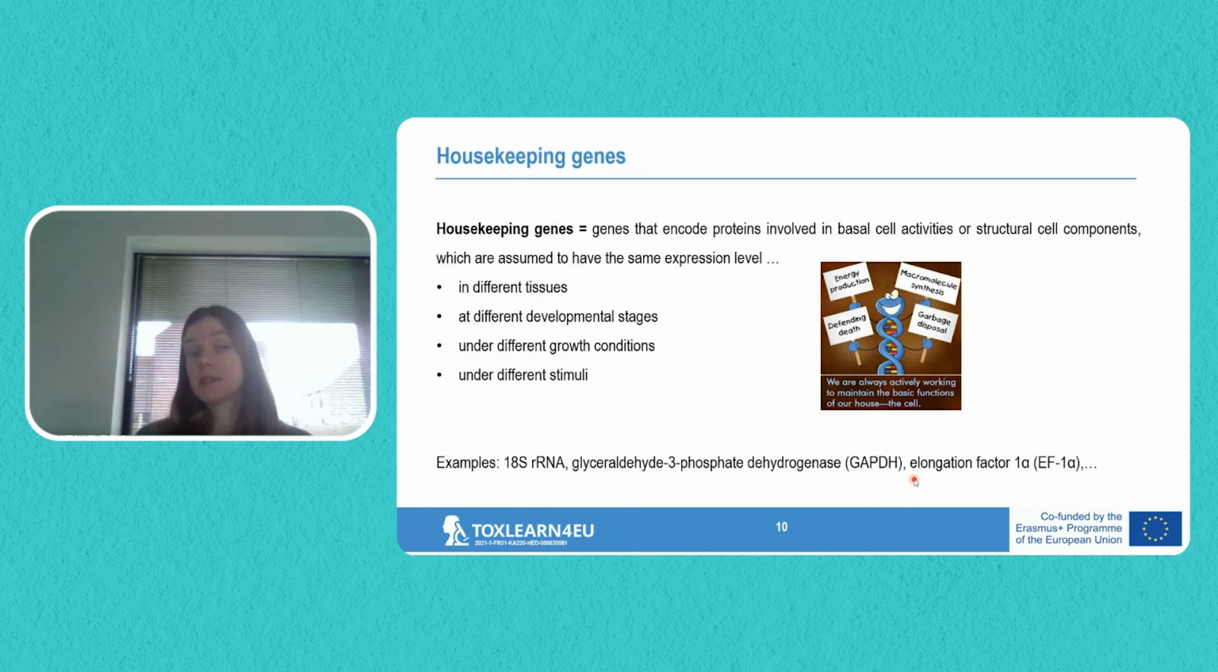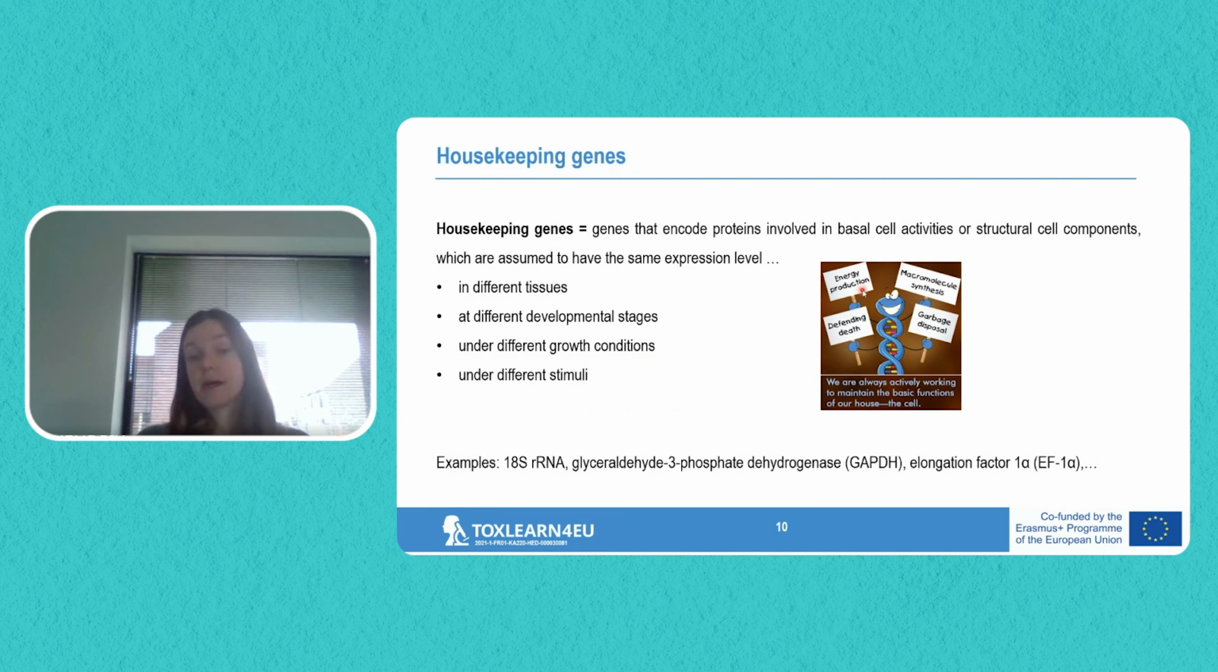Now, which genes would be good reference genes? One type of genes that are often used as reference genes are so-called housekeeping genes. And housekeeping genes are genes that encode proteins that are involved in basal cell activities or structural cell components. And these are assumed to have the same expression level, as we already mentioned, in different tissues, at different developmental stages, under different growth conditions, under different stress conditions, and so on.